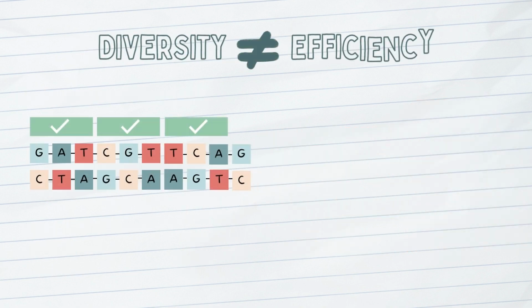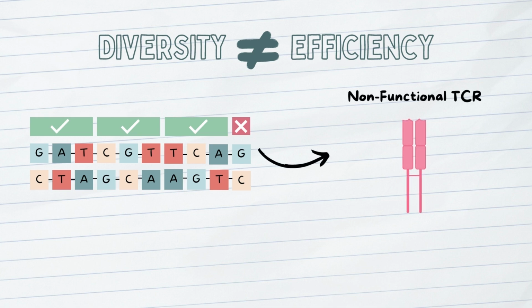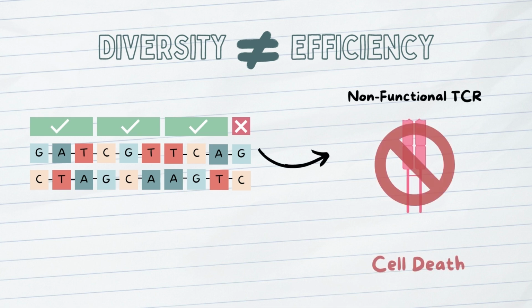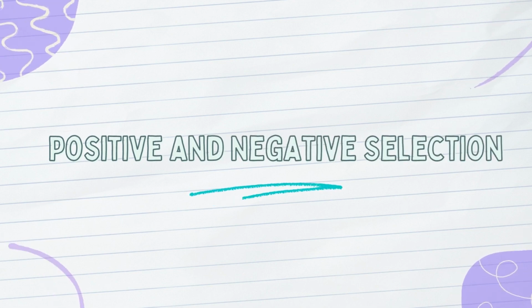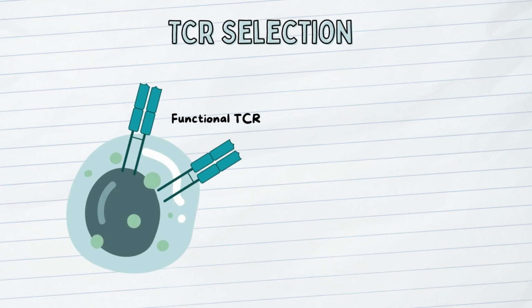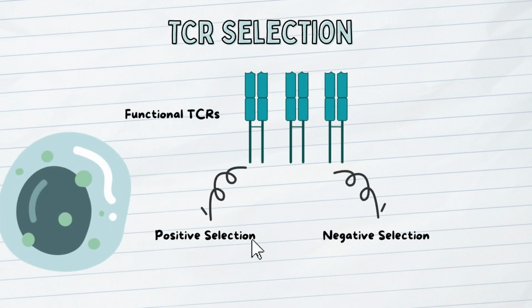Many times, these random nicks and nucleotide additions result in a shift of reading frames, which produces non-functional TCRs. In these cases, the cell simply dies. There is a trade-off between efficiency and diversity. If the T cell successfully generated a functional TCR, it will be expressed at the surface of the cell, which triggers both positive and negative selection.